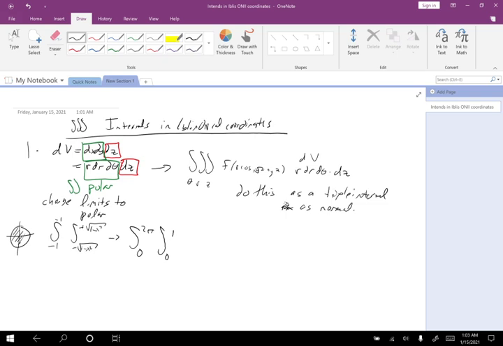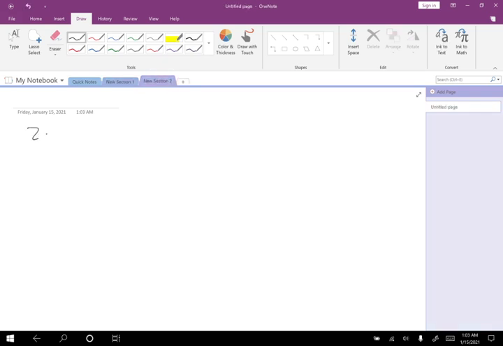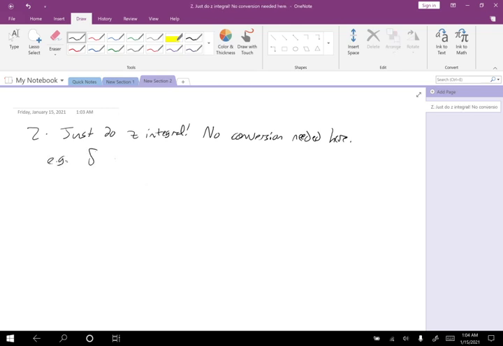That's what I mean. But there's a second way to think about this. Just do the z integral without thinking about it, and no conversion is necessary. So let me give an example. Let's do the triple integral of just z dV.